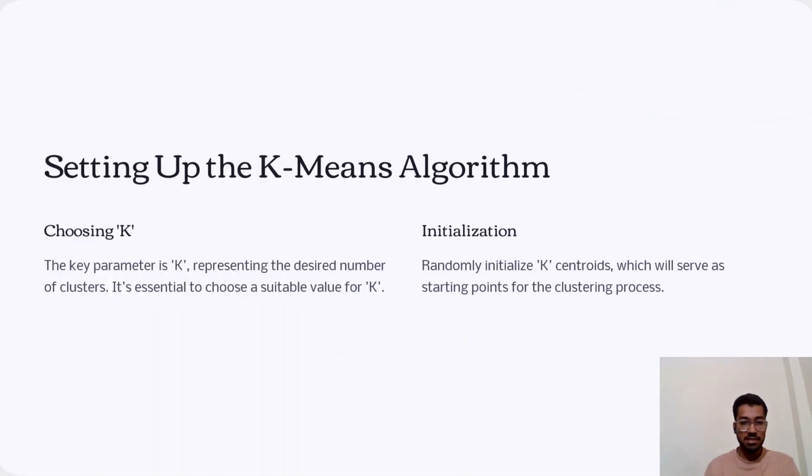Setting up the k-means algorithm. Choosing k. Let us understand how we can choose k. The key parameter is k, representing the desired number of clusters. It's essential to choose a suitable value for k. Initialization. Randomly initialize k centroids, which will serve as starting points for the clustering process.